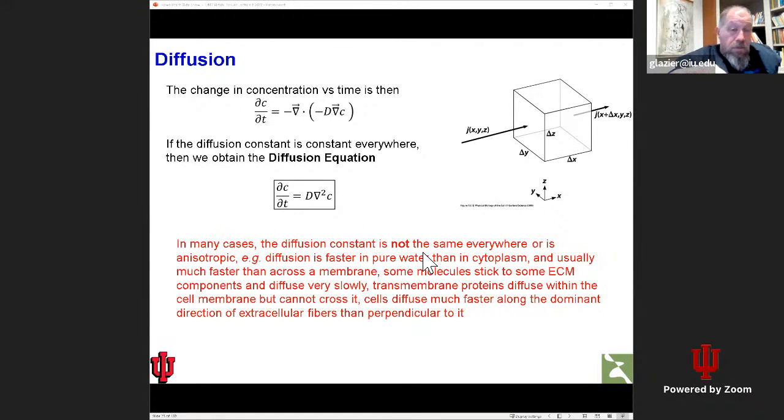Many biological materials, in particular extracellular matrix, have fibers in them, and those fibers are not always randomly oriented. They can be combed, where there's a preferred orientation. And in those situations, molecules move along the fibers much faster than they move perpendicular to the fibers. And so that means that D here actually is not a scalar quantity, but is actually a tensor. And so then you would have a tensor times a vector.